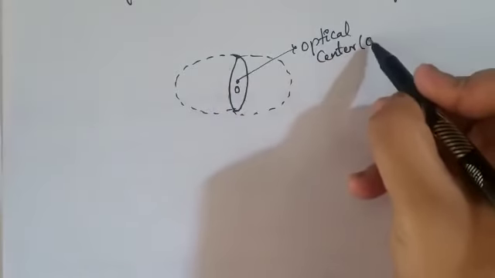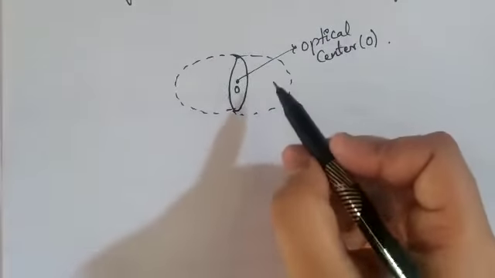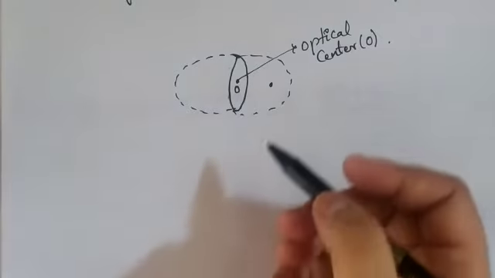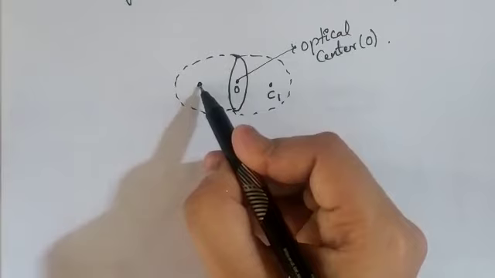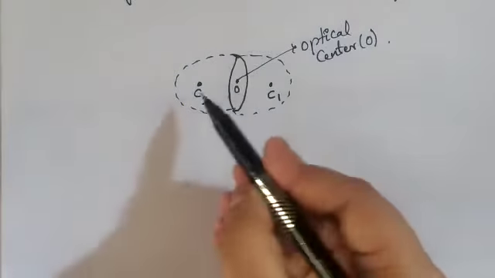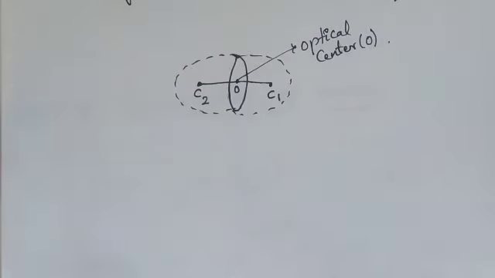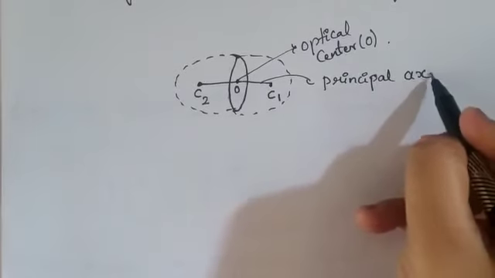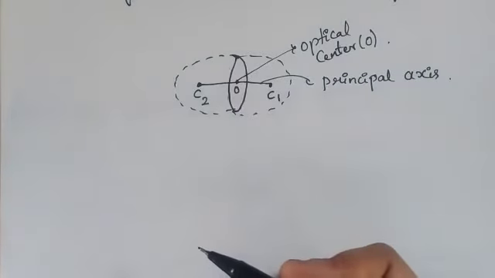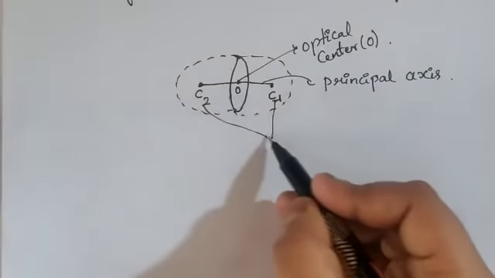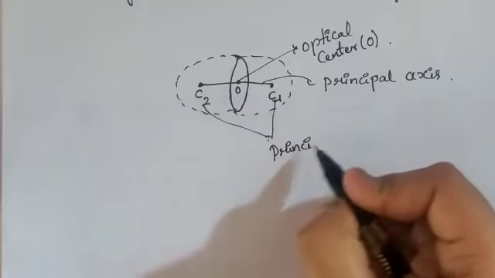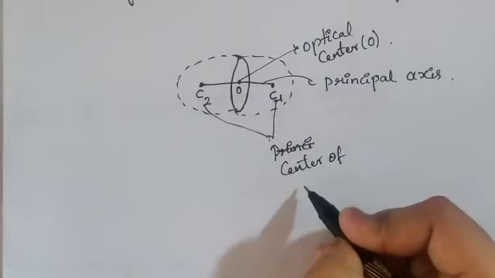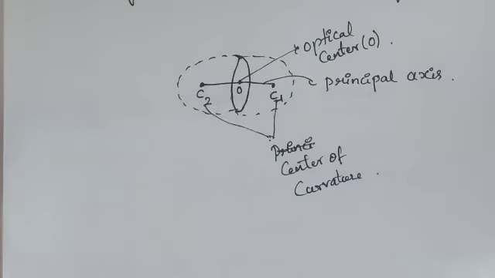That is represented by O. The center of this sphere is called C1, and the center of the other sphere we call C2. The line passing through the centers of the spheres and the optical center is called the principal axis. Here C1 and C2 are called the centers of curvature. This is how we define the parameters in the case of lenses.